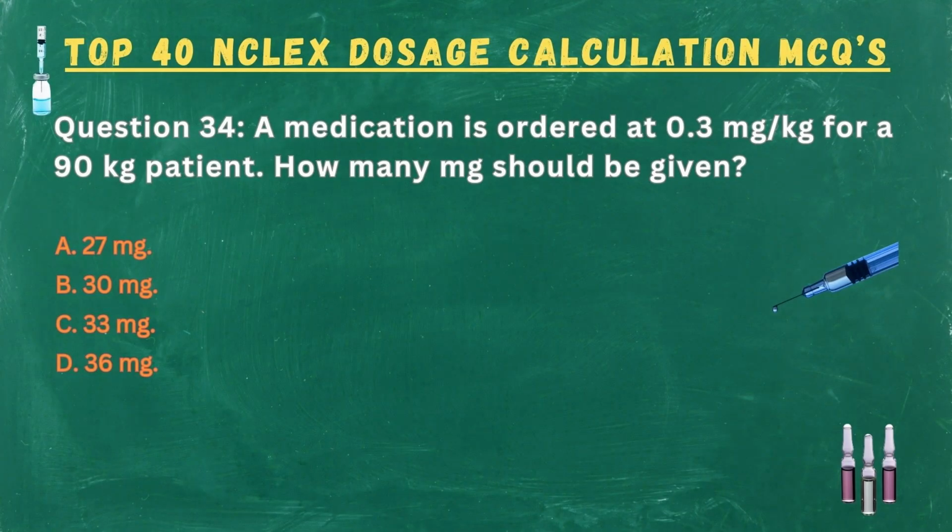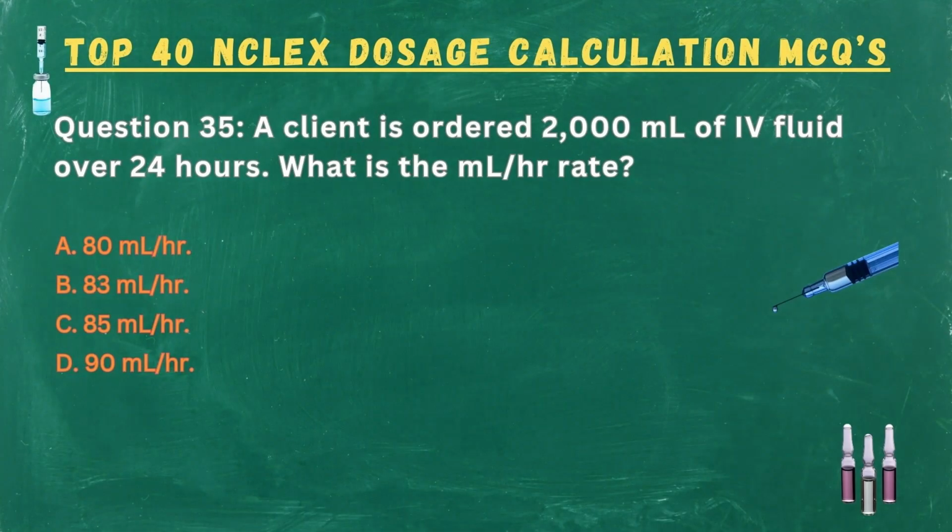Question 34. A medication is ordered at 0.3 milligrams per kilogram for a 90 kilograms patient. How many mg should be given? A. 27 milligrams. B. 30 milligrams. C. 33 milligrams. D. 36 milligrams. Answer: A. 27 milligrams.